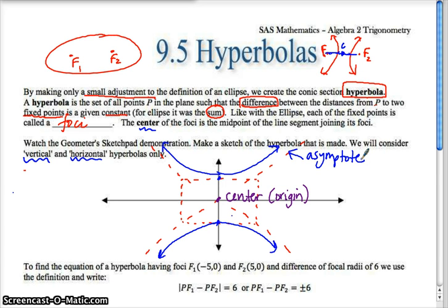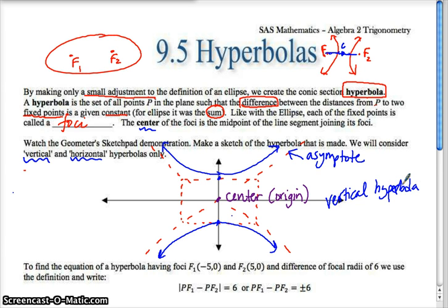So remember, graphs don't cross asymptotes, they just approach it. So that's what it's going to approach as it continues on to infinity up here on the y-axis, and as x continues to get bigger. So this right here is a vertical hyperbola.